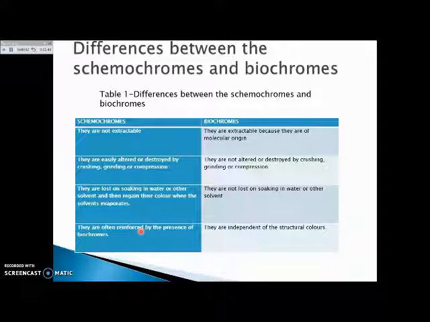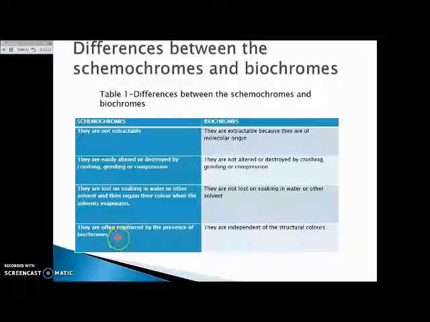One, the chemochromes are not extractable, while the biochromes are extractable. Also, the chemochromes are easily altered or destroyed by crushing, grinding, or compression, but this is not the case for biochromes. The chemochromes also are being lost in soaking in water or solvent. However, they regain their color when the solvent evaporates. But for biochromes, they do not lose their color.